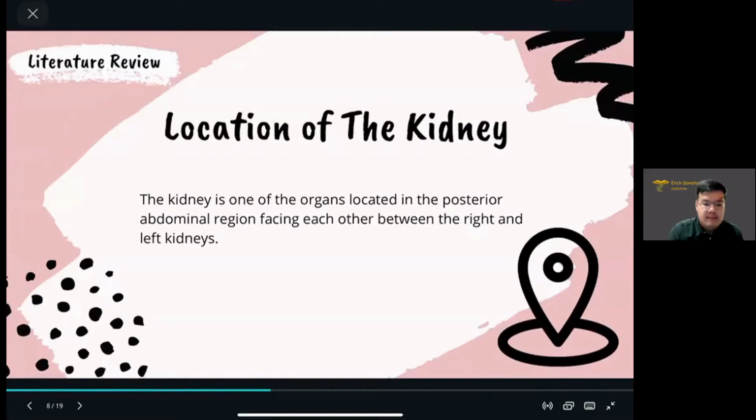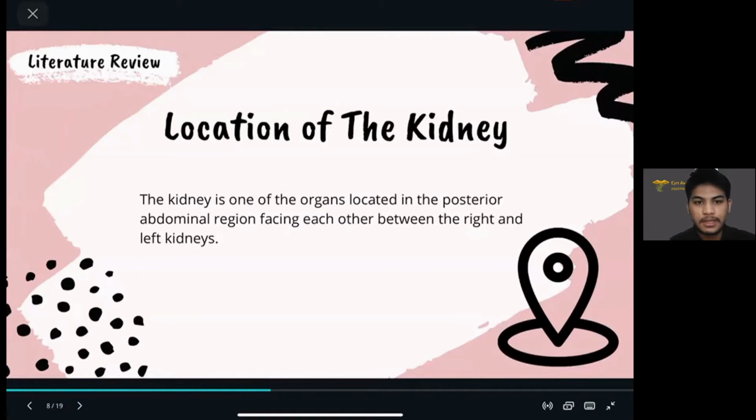Okay, allow me to explain this part. First of all, my name is Ain Audi Abza with the last three digits of my student number 102. Okay, for the location of the kidney.